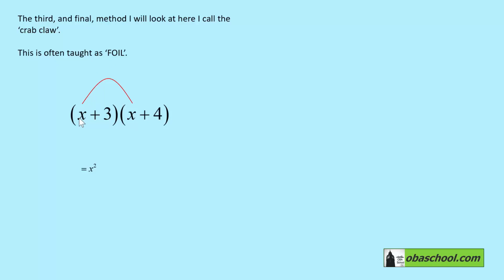I then do the outsides. So outside and outside. So that's the x times the positive 4, which gives me positive 4x. I then do the insides, that's the 3 and the x, and that's plus 3x. And finally, we do the last thing in each bracket, the 3 and the 4. In this case, that gives us positive 12. Note that this looks a bit like a crab claw, which is where the technique gets its name from. And then we just simplify by collecting the like terms in the middle.